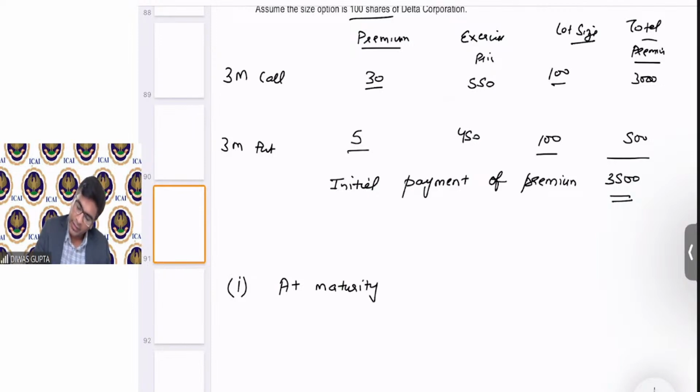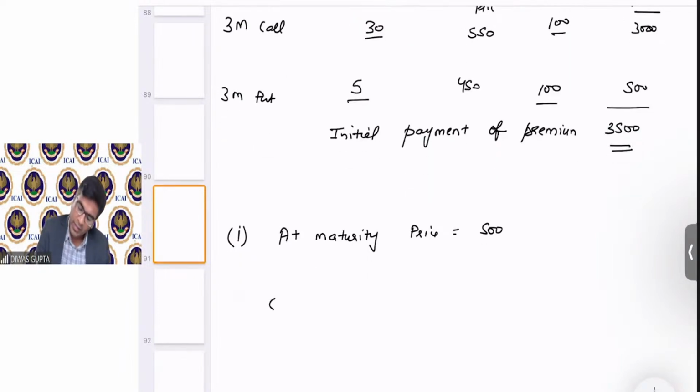At maturity, if let's say the price is 500, it remains at 500. Okay. So let's discuss the call option first. Call option, what was the strike price? 550. Now, students, all of you tell me, the strike price is 550. The spot price has become 500.